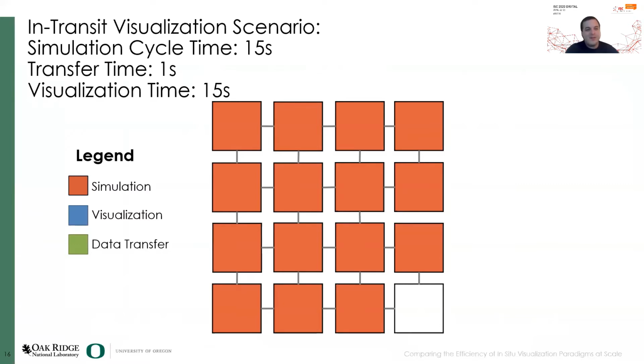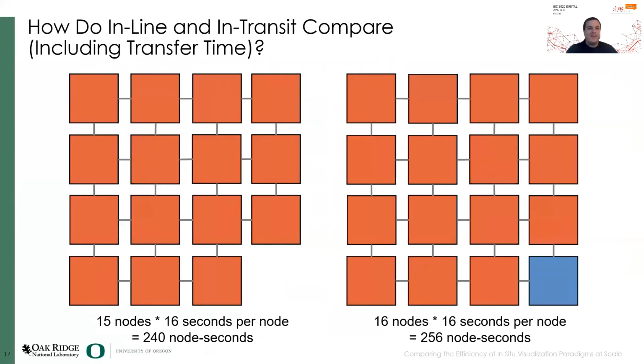So what we have is we have the simulation running on 15 nodes. The simulation pauses, data transfer starts on 15 nodes, and then that all gets sent down to our 16th node. That completes, the visualization starts, and the simulation starts the next time step. And then all of that pauses, the data transfer happens, and it starts again. So what does our cost look like now when we include transfer time?